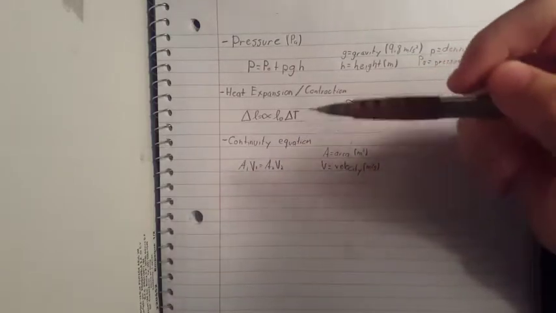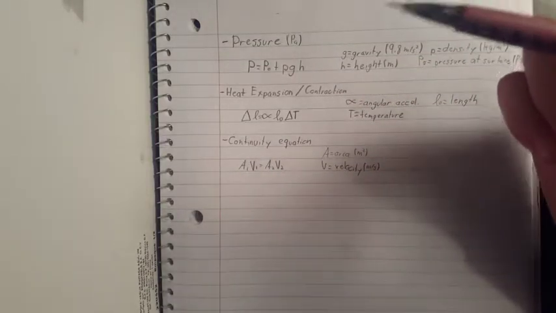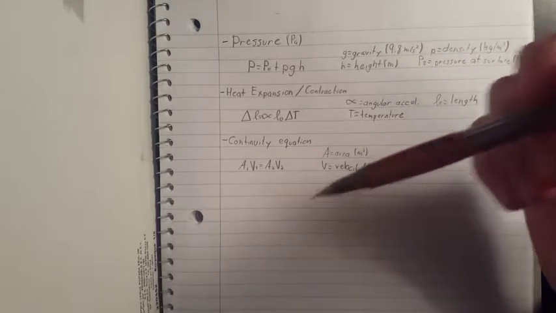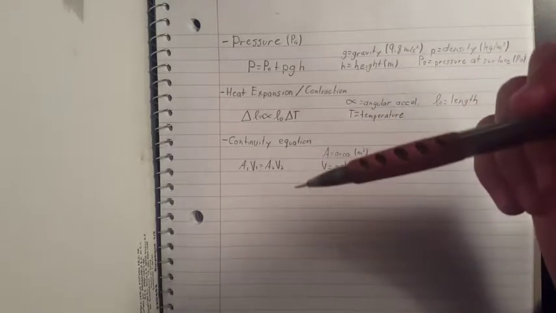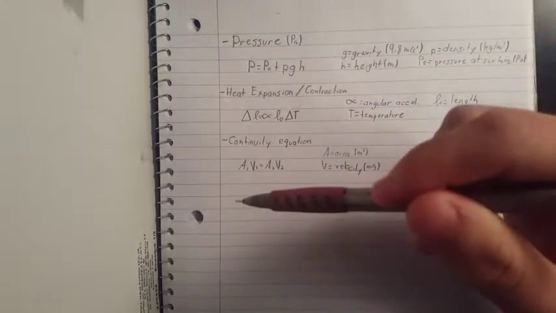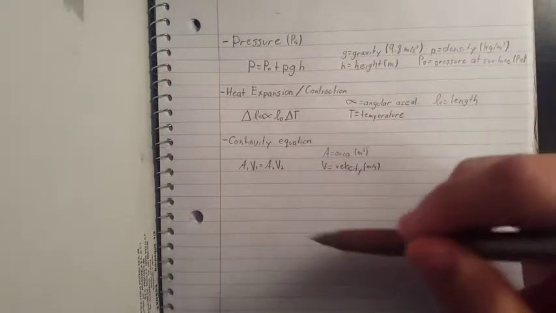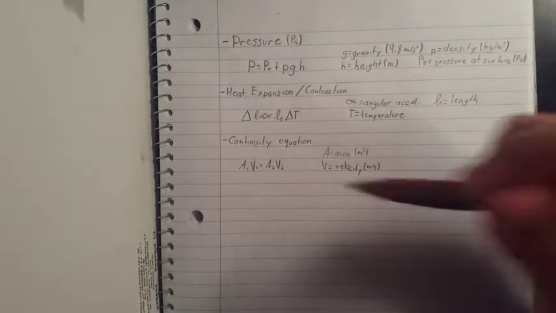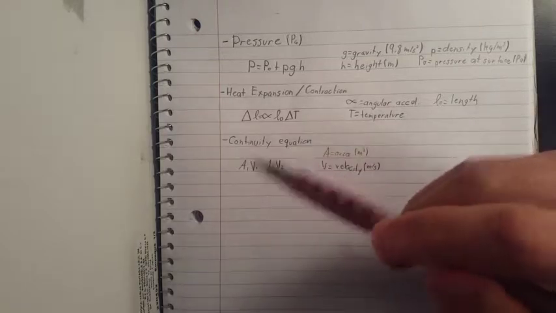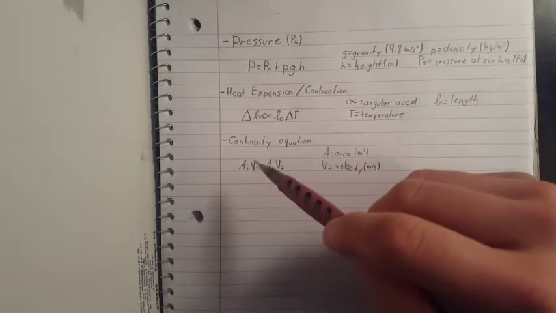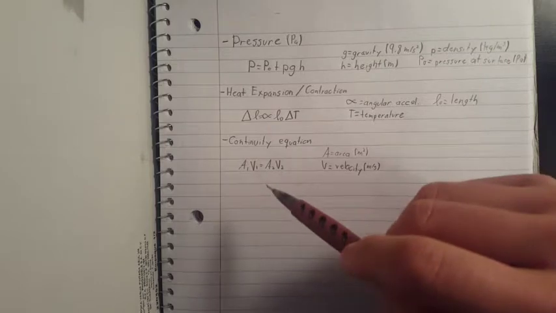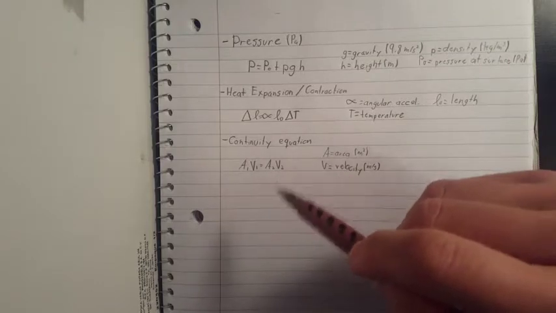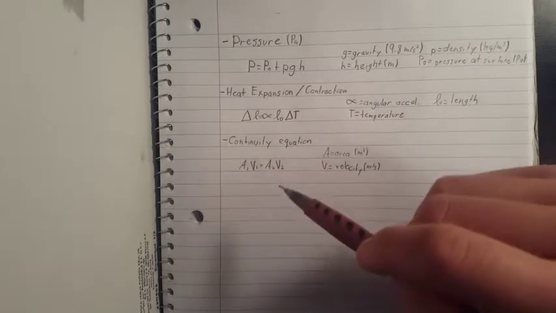The next equation is continuity. So basically the continuity equation states that the rate at which the mass enters the system is the same as the rate at which the mass leaves the system. So like water going from a smaller pipe to a bigger pipe. And the continuity equation is the first area times the first velocity equals the second area times the second velocity.